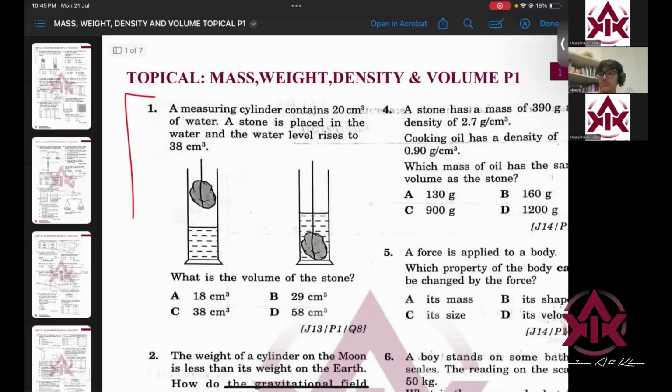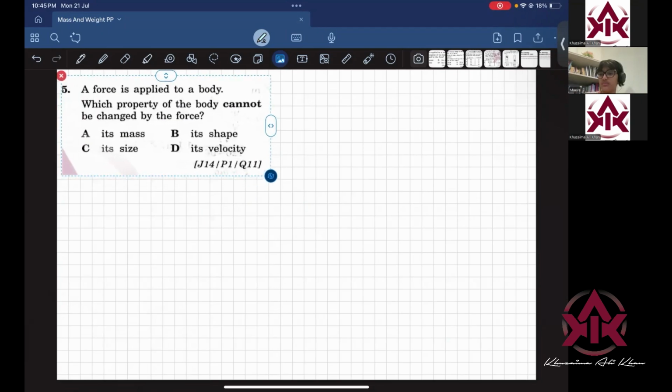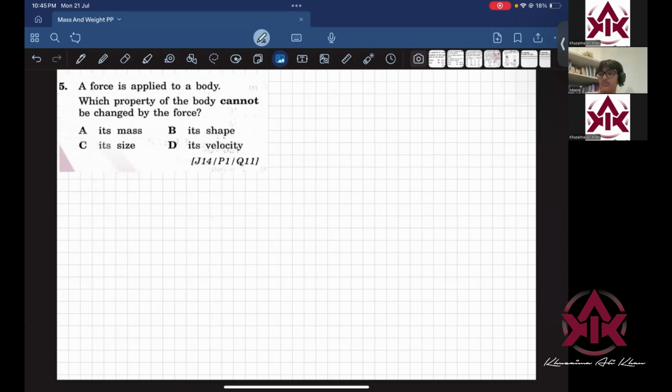Question number 5. So this is just a simple question over here. We haven't started forces, but again you can answer this question simply, right? A force is applied to a body, right? Which property cannot be changed by the force? So what is the answer for this question?